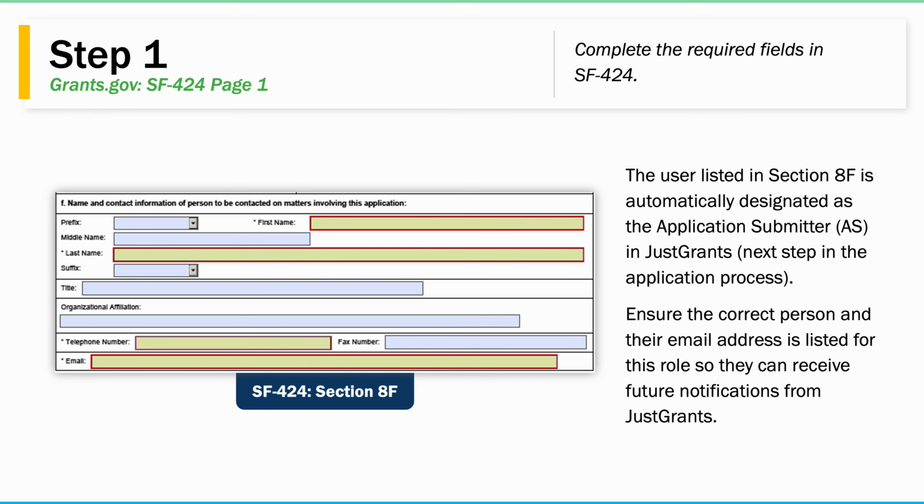Here is an important tip. The person you list in Section 8F will automatically become the application submitter, or AS, in JustGrants. This means they will receive notifications and next steps for the application, so it is crucial to list the correct person and their email address.